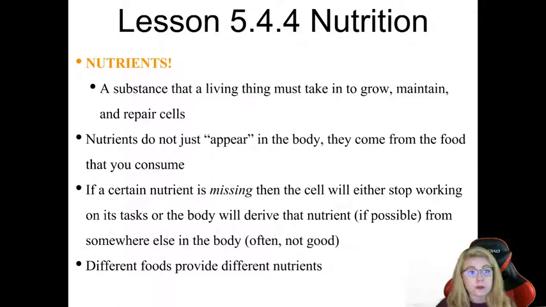And of course, different foods provide different nutrients. So fruits and vegetables provide probably a little bit more nutrients than, say, a chocolate chip cookie does. But nonetheless, there's still nutrients in that chocolate chip cookie.